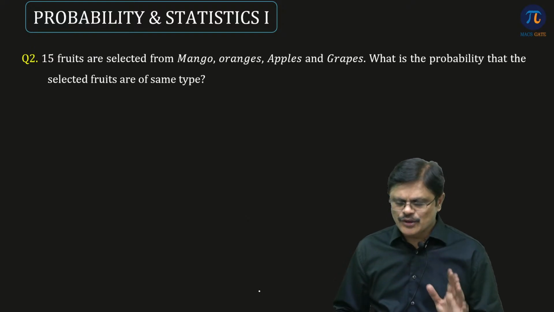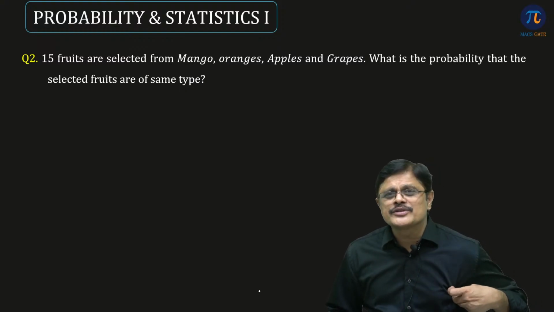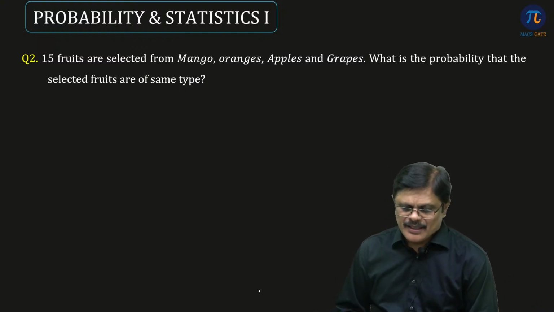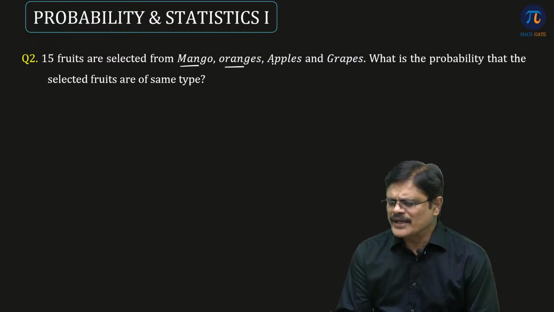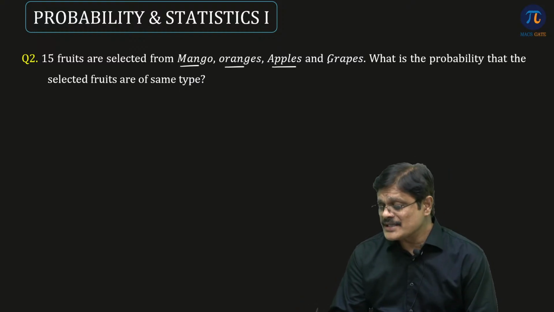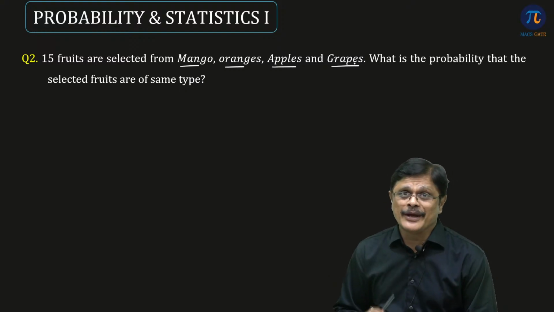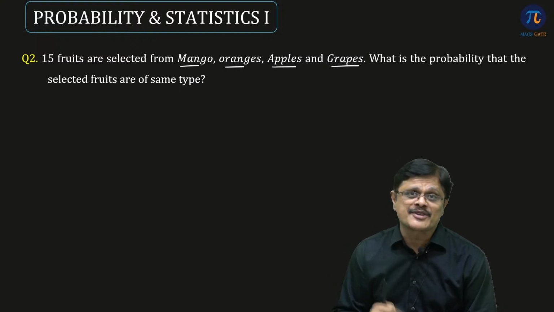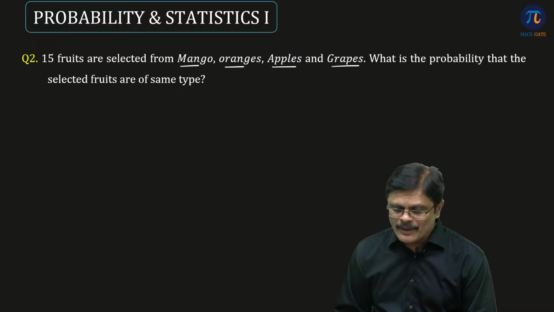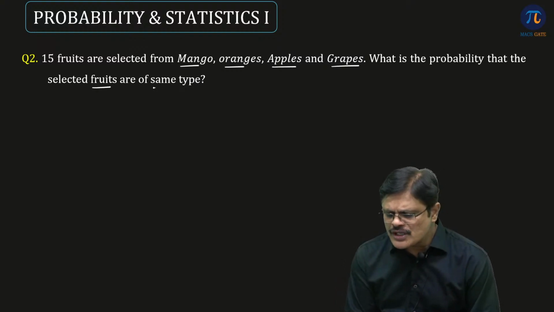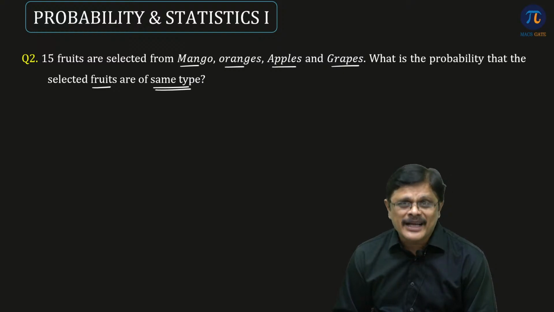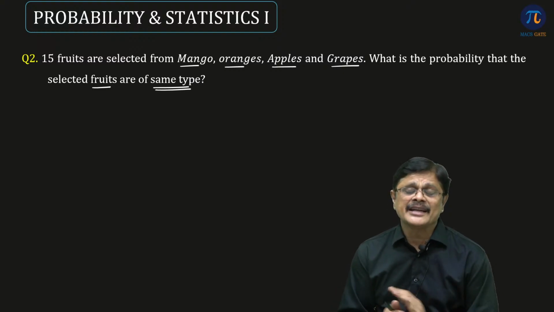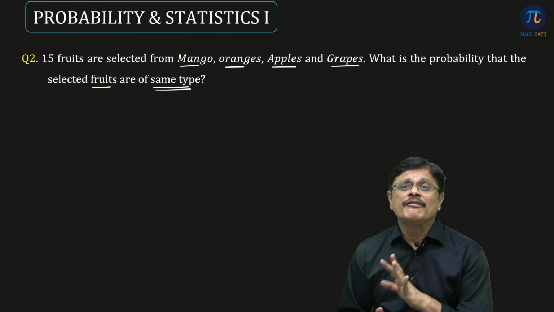Very good. So now you understand. Let us use this to solve a problem. Here 15 fruits are selected from mangoes, oranges, apples and grapes, 4 types. We are selecting 15 fruits from 4 types of fruits. What is the probability that the selected fruits are of the same type? All the selected fruits are of the same type. So you are selecting 15 out of 4 types of fruits.